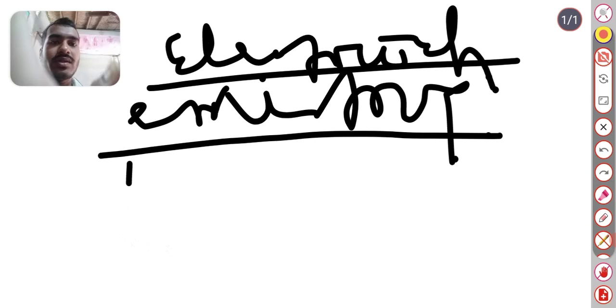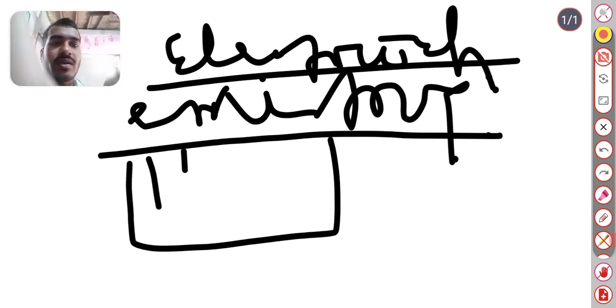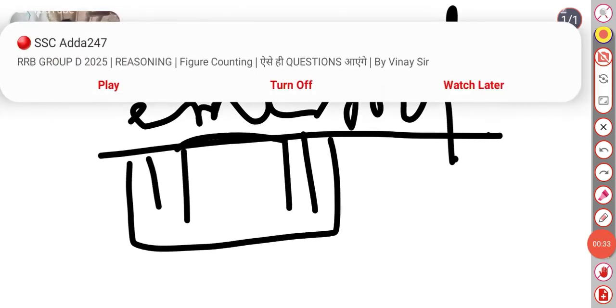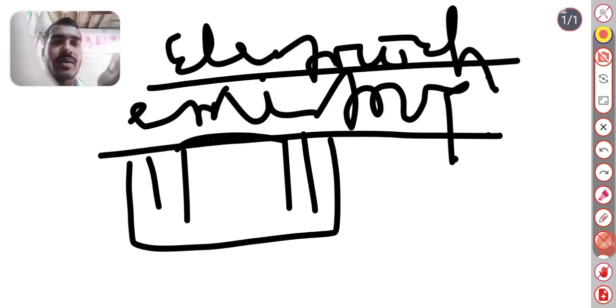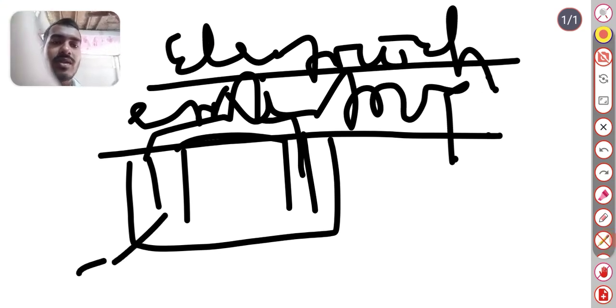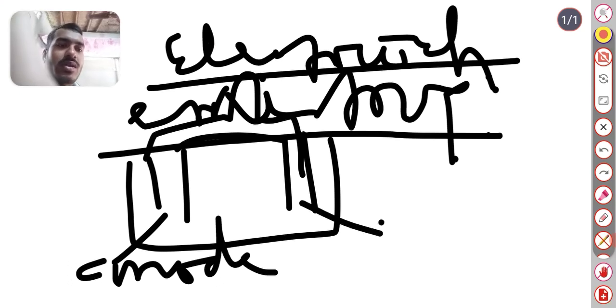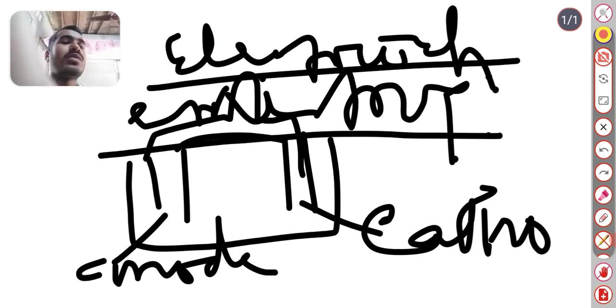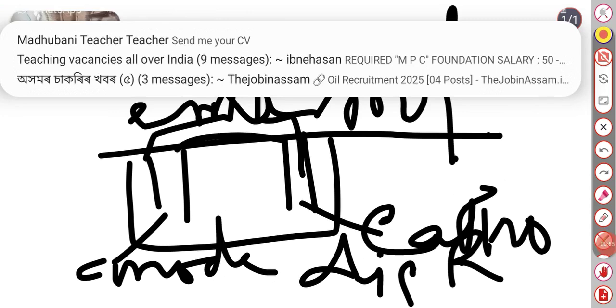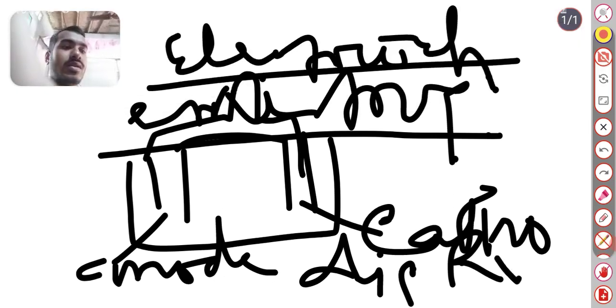You know that this is the anodic and cathodic reaction. This is where the bulb is lit. This is the anode reaction, and this is the cathodic reaction.